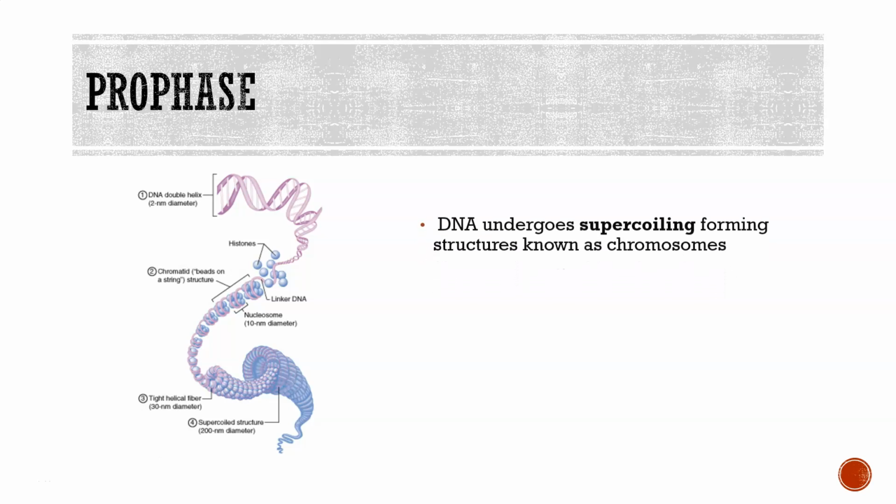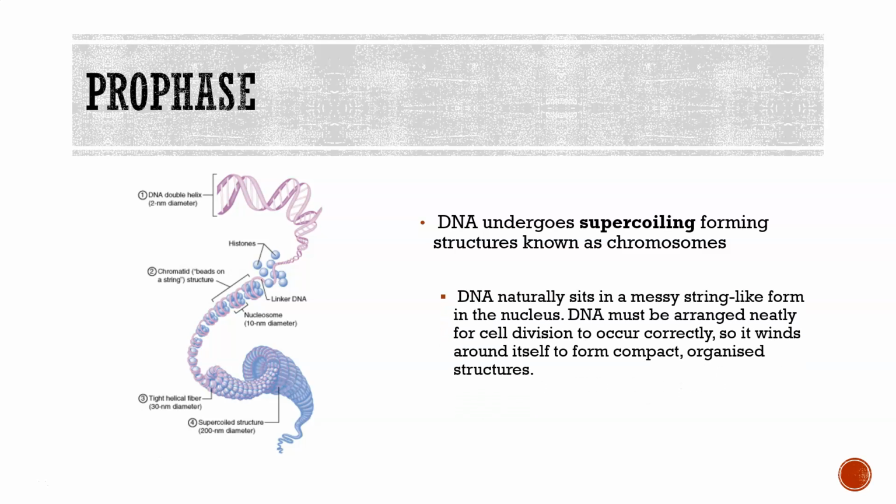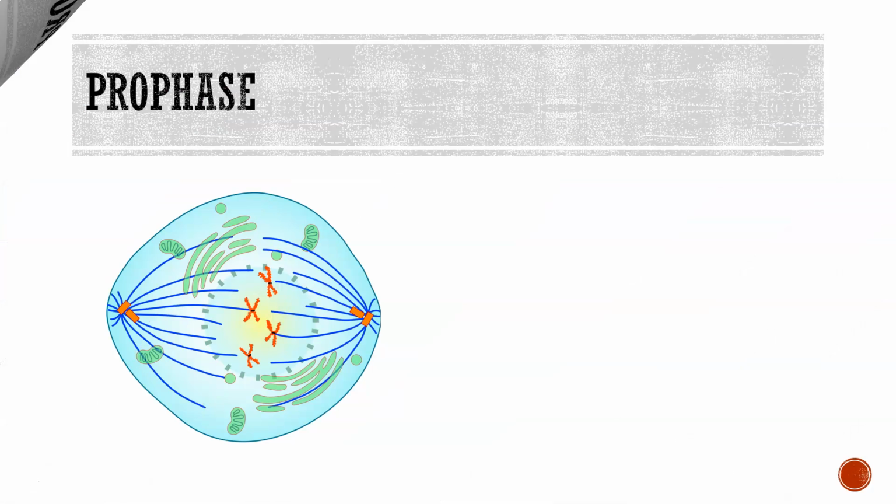Okay, so now we start mitosis. DNA undergoes what we call supercoiling, where it forms structures known as chromosomes. DNA naturally sits in a messy string-like form, a bit like spaghetti. Never call it spaghetti. DNA needs to be arranged neatly so that cell division can occur. So it gets compact and curls up around these histones. You see the little proteins here, histones? The DNA curls around them, becomes what we call supercoiled, and turns into our chromosomes.